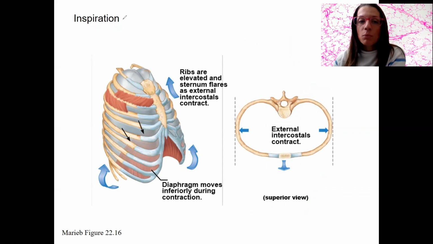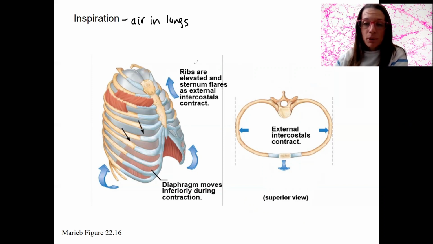If you want air to go into the lungs, which is what happens during inspiration, you need to make the thoracic cavity larger. That's going to allow airflow in. So what happens during inspiration is the muscles involved in respiration contract. So the external intercostals and the diaphragm are going to contract.